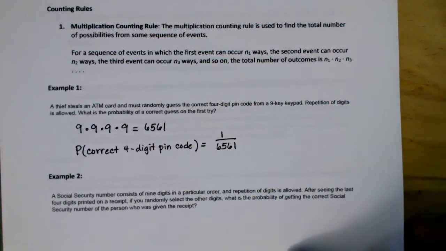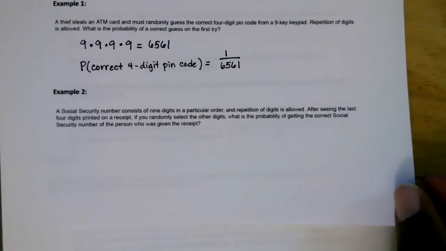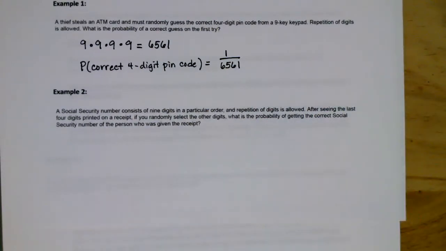Okay, here's another example of the multiplication counting rule. A social security number consists of 9 digits in a particular order, and repetition of digits is allowed. After seeing the last 4 digits printed on a receipt, if you randomly select the other digits, what is the probability of getting the correct social security number of the person who was given the receipt?